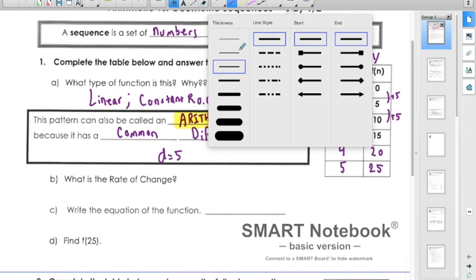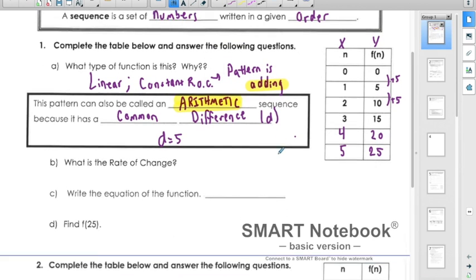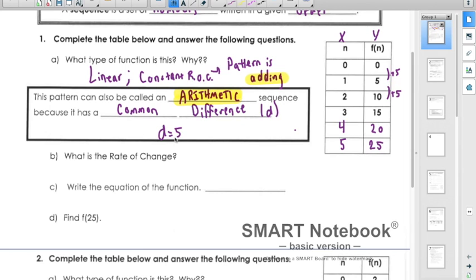Okay, now, what is the rate of change? Well, it's just 5. Write the equation of the function. Okay, well, what is the equation of this function? We are going to have f of x. Remember what f of x means? That just means y equals 5x.